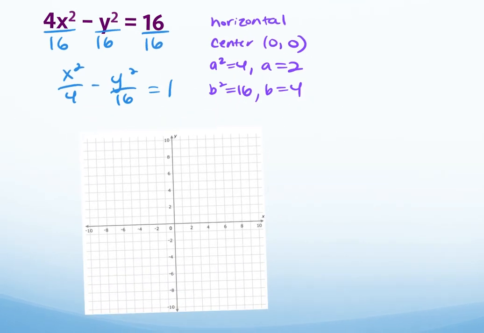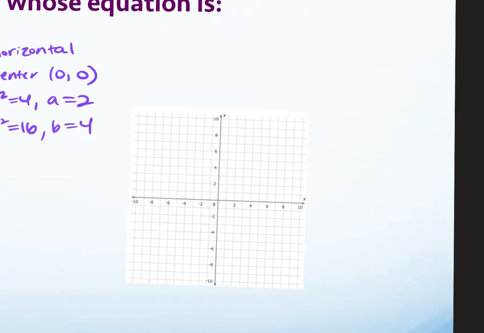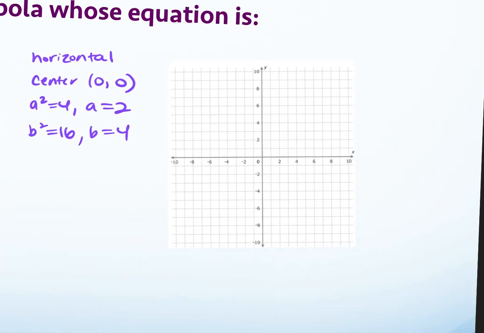So I'm going to pull in a graph, and I'm going to plot this. So I go 0, 0, that's my center. Horizontal means go right and left the A. So right 2 and left 2 give me my vertices. That was a change in x: negative 2, 0, and 2, 0.